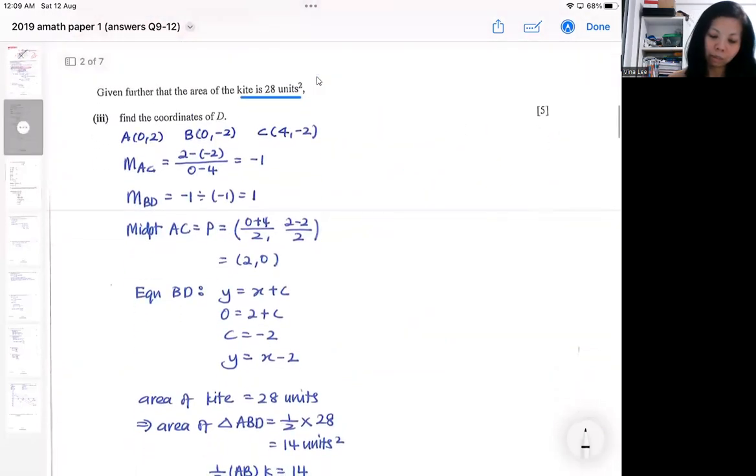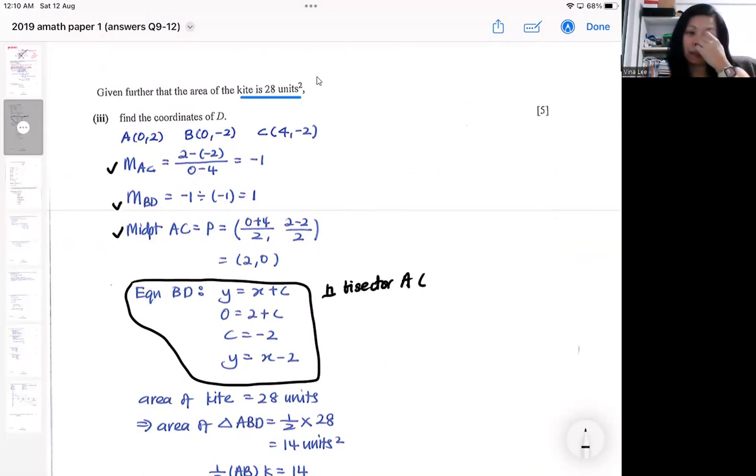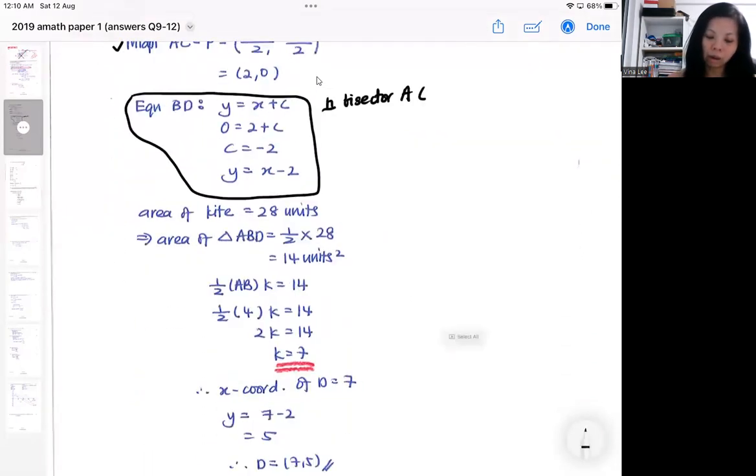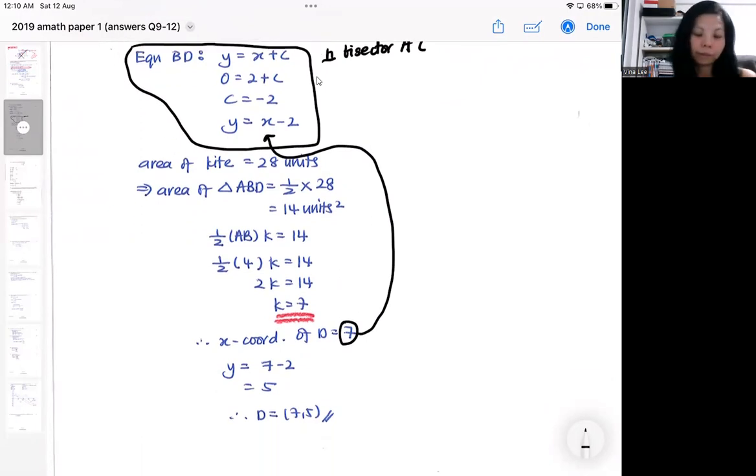I find BD, taking it as a perpendicular bisector of AC. So these are the steps that I follow, the standard steps of a perpendicular bisector, so that I can get the equation of BD. And once I get the equation of BD, and I know that the x coordinate is 7, I just need to put in the x coordinate. So I will get 7, 5.